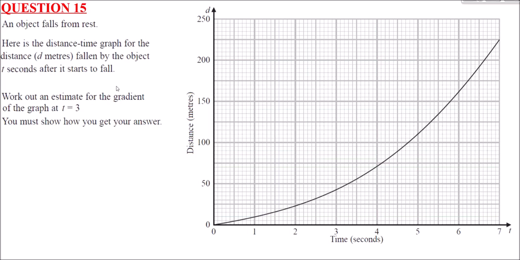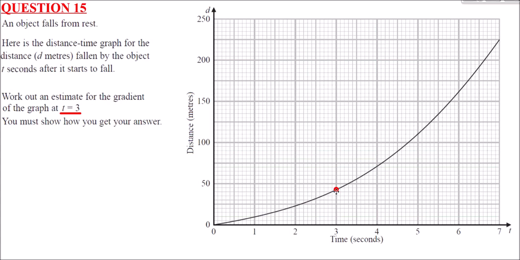So gradient. Well, gradient normally relates to straight lines. This is not a straight line. We are told, though, we need to find the gradient of the graph when t equals 3. So if I just put a red dot about where we're trying to work out the gradient of this graph, we're trying to find the gradient of the graph here. So what we need to do is actually draw on a tangent line at this point.